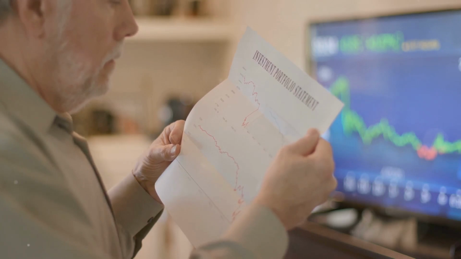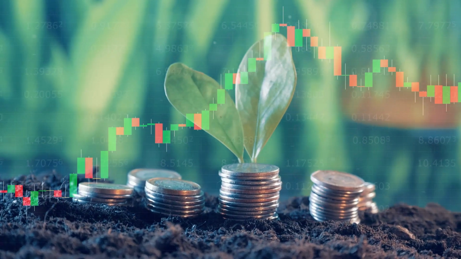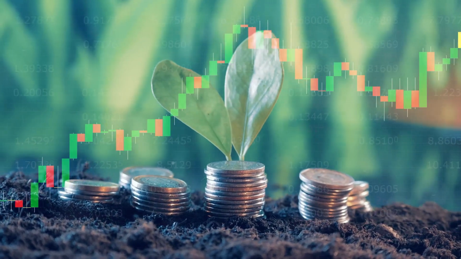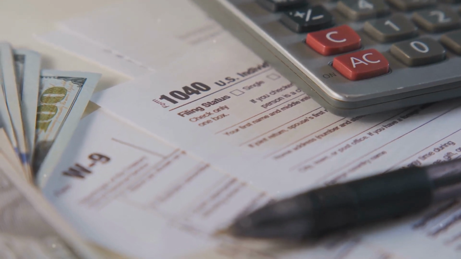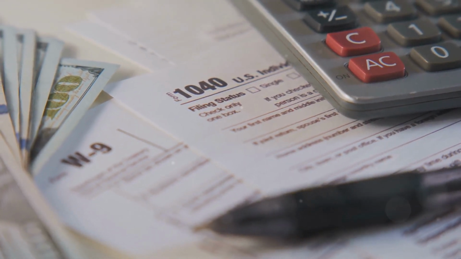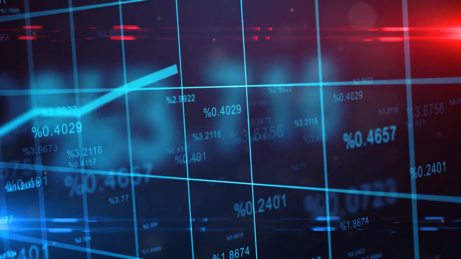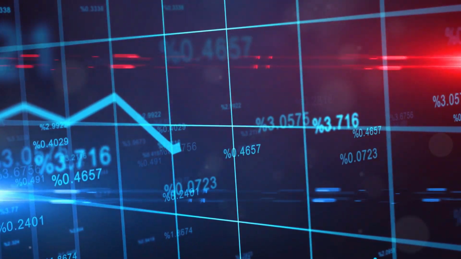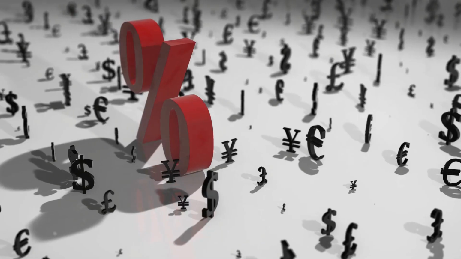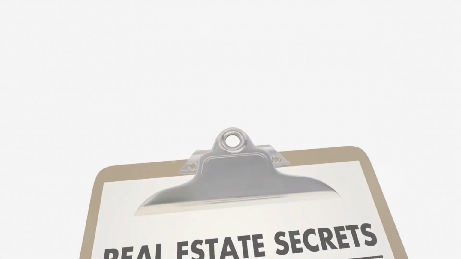Portfolio income is generated by capital and includes interest, dividends, and capital gains. Interest, non-qualified dividends, and short-term capital gains are taxed at ordinary rates, while qualified dividends and long-term capital gains are taxed at lower rates, with a maximum of 20%.